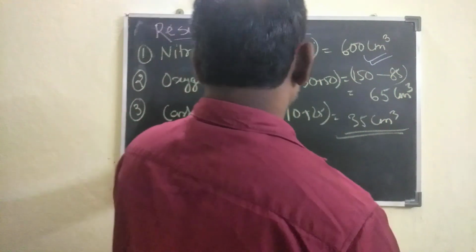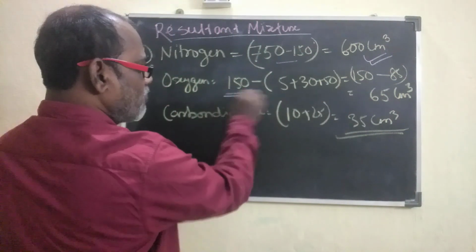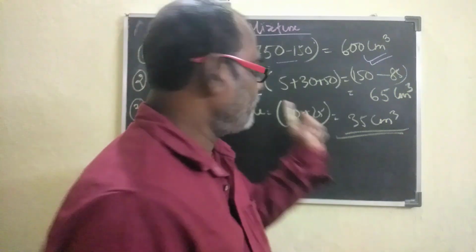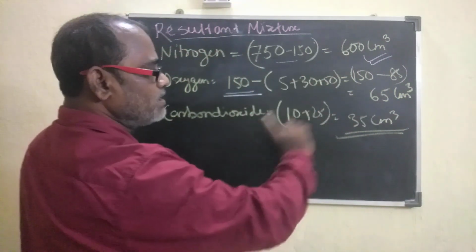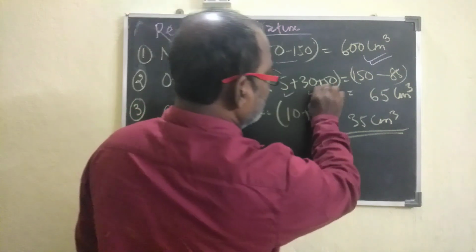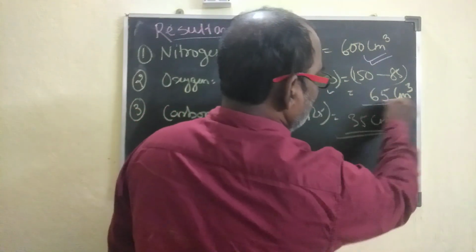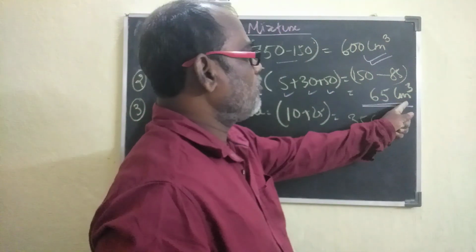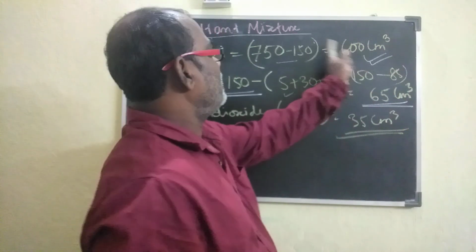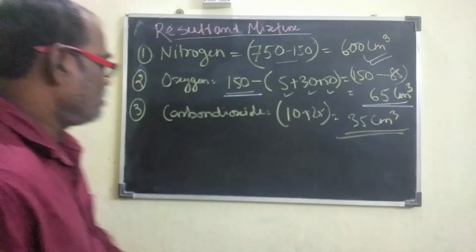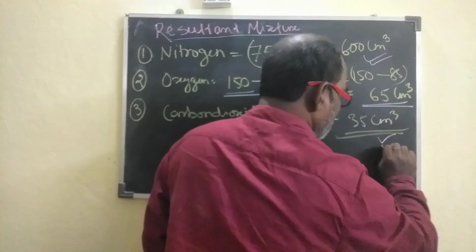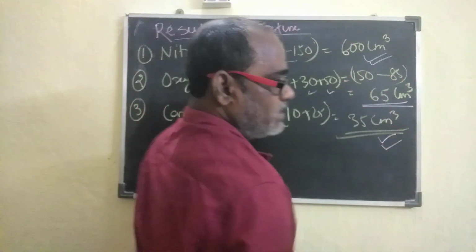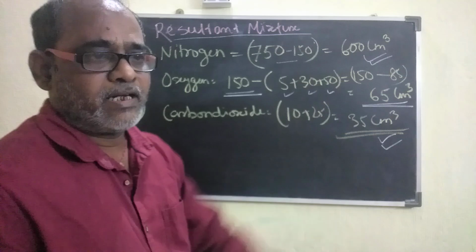Then we go with oxygen. We had 150 of oxygen. We have ignited this 150 centimeter cube of oxygen, where oxygen has been used in the 3 equations as 5, 30 and 50. Naturally, finally we get 65 centimeter cube of oxygen remaining in the resultant mixture, and the carbon dioxide so produced is 35 centimeter cube. So this is your resultant mixture and resultant answer.